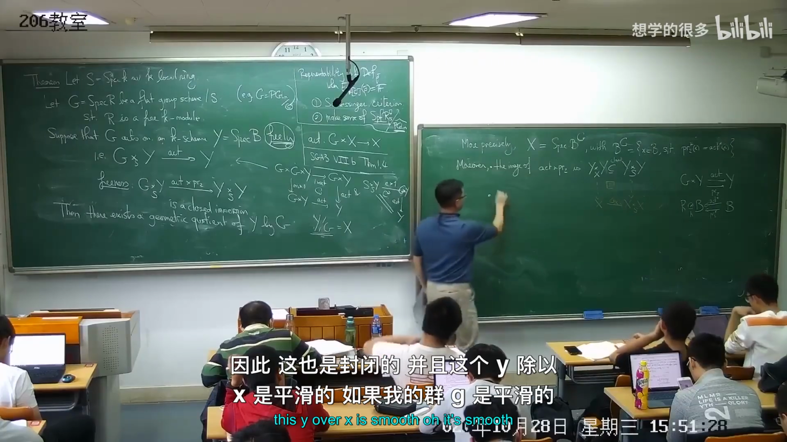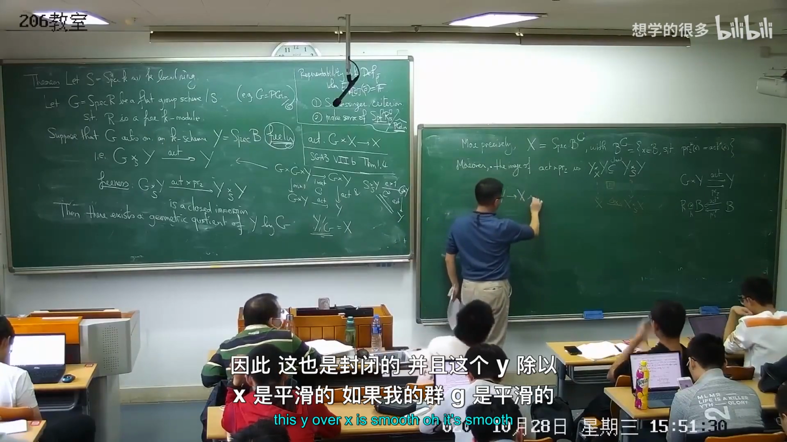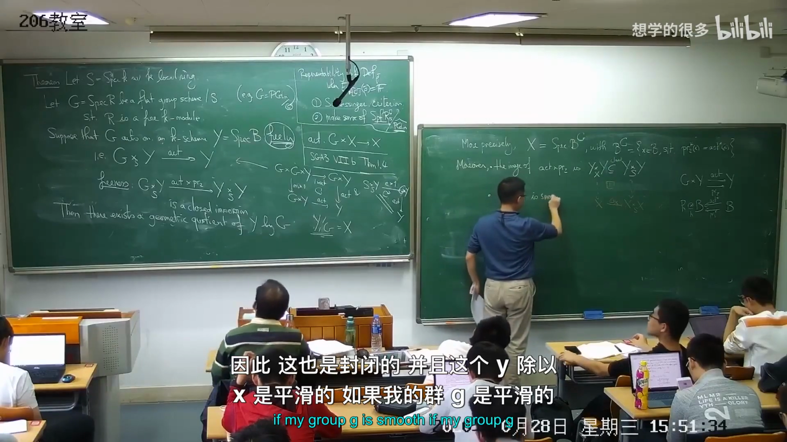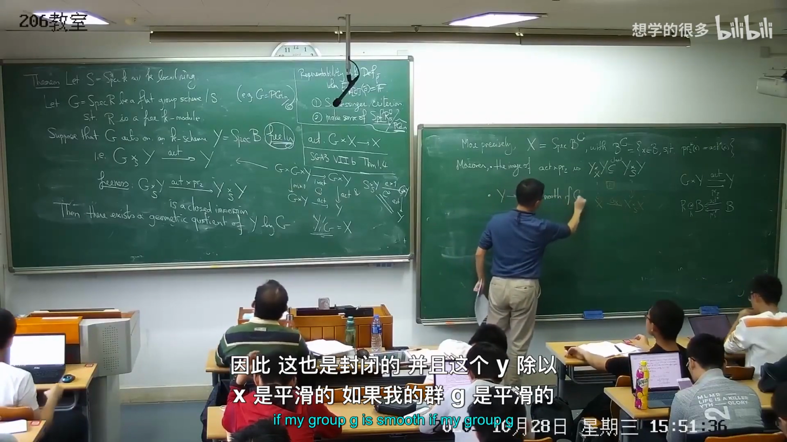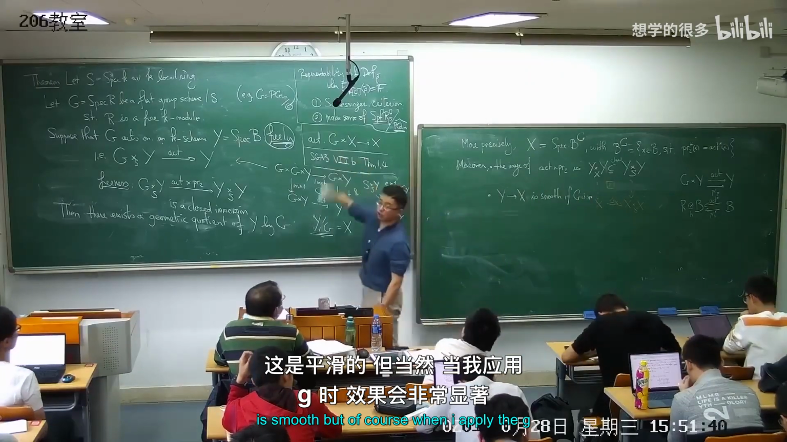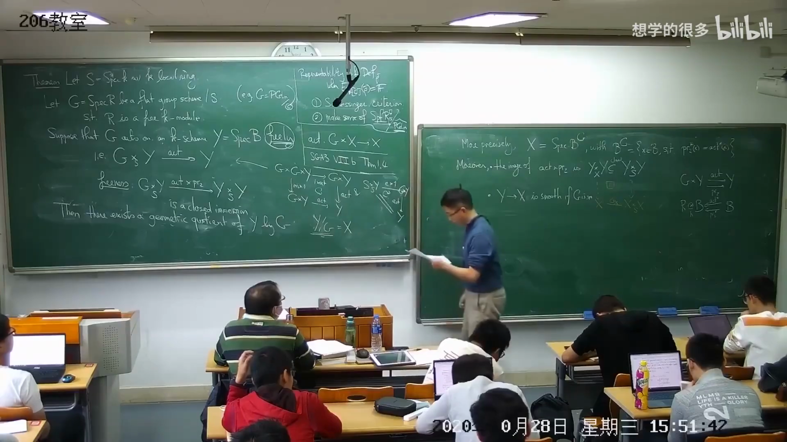And also, this y over x is smooth. Oh, it's smooth if my group G is smooth. But of course, when I apply this, G will be PGLN, so it's a smooth group.